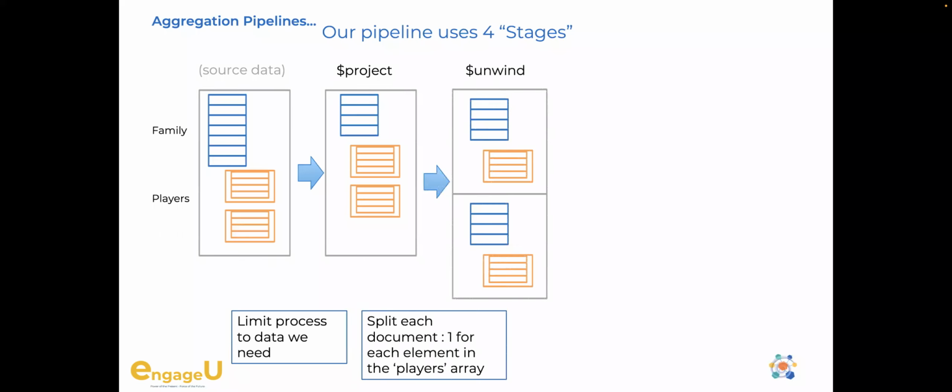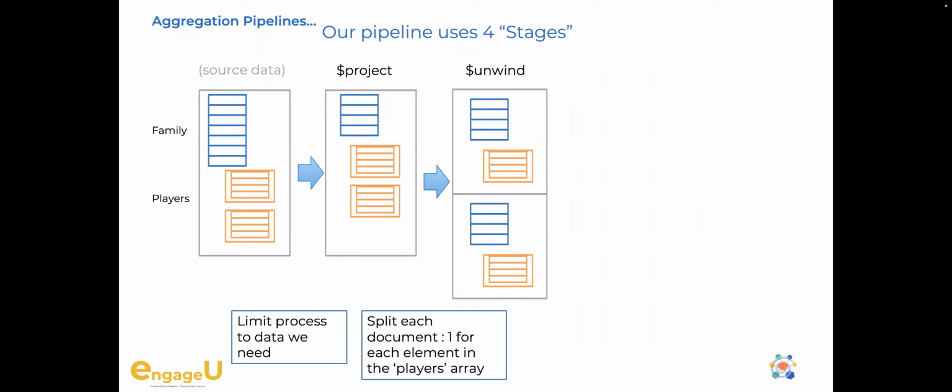And then we're going to do something called unwind, which means rather than have an array, we're going to create a copy of the parent level data for each subarray, each element of the player array. So this is like doing a left join in SQL, where in fact all the parent data is repeated in every record, and then you have the related data for each row.